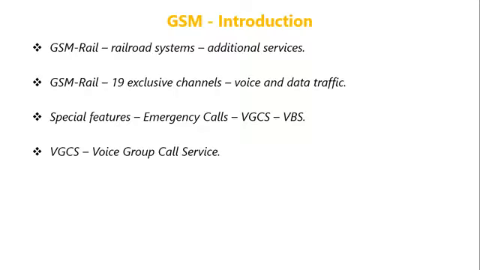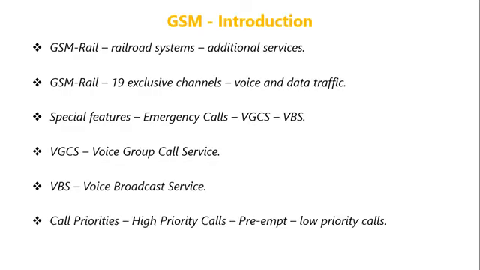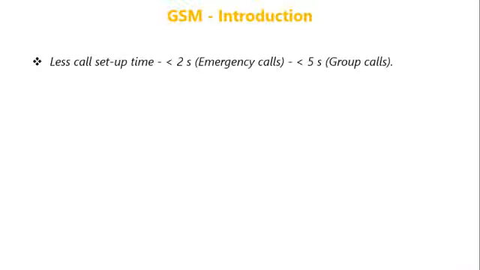Calls can also be prioritized in GSM rail. GSM rail supports prioritized calls, that is, a high priority call can preempt a low priority call. And calls have very short setup times. The setup time required to initiate a call is very small.